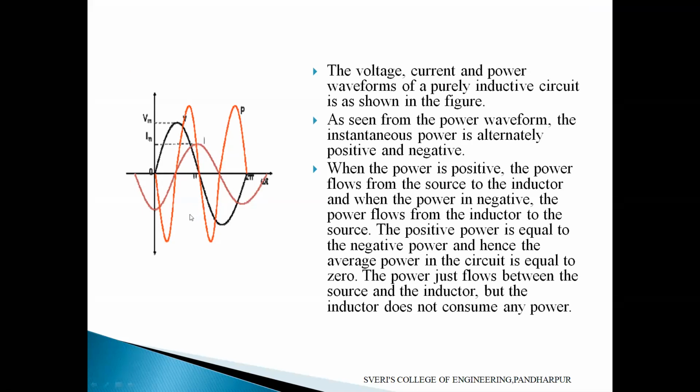From the power equation, for half cycle of the current and voltage, we can consider Vm Im divided by 2. At the value of 45 degrees into 2, it is sine 90, and at that point the value is negative. When the power is negative, the power flows from the inductor to the source. When it is positive, it flows from the source to the inductor. Source to inductor means positive, and inductor to source means negative.